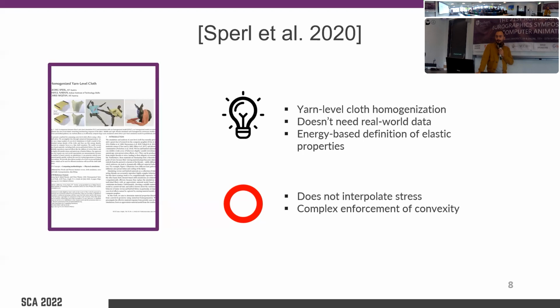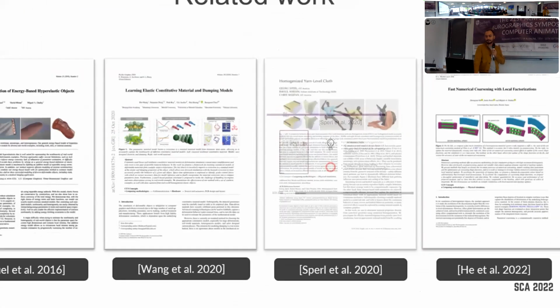Yarn level simulations are expensive to compute, and Sperl et al. proposed a homogenization method to capture simulated yarn behavior and replicate it in thin shell simulations. They simulate relevant deformation of periodic patterns on yarn level and collect the energy values. Then they use an energy-based elasticity as described previously in Miguel's paper. However, this method suffers the same limitation. It does not interpolate the stress values, and convexity is also complex to enforce.